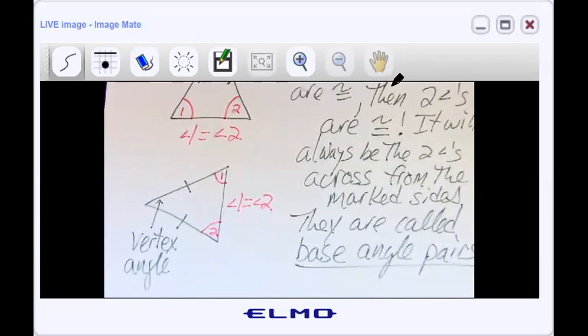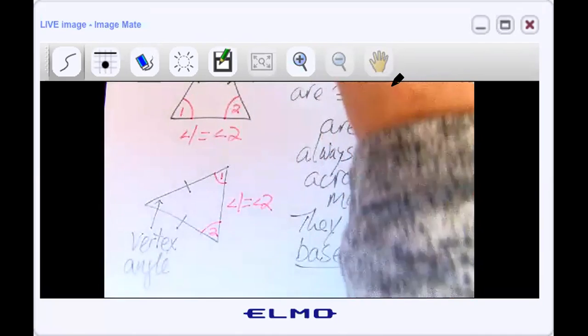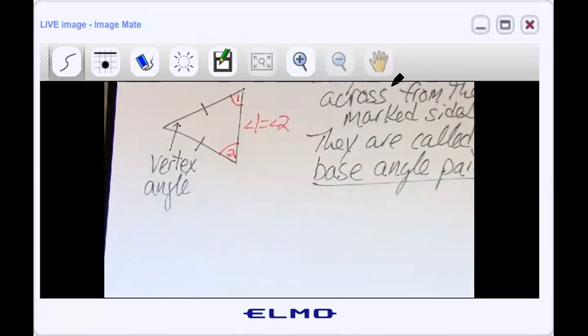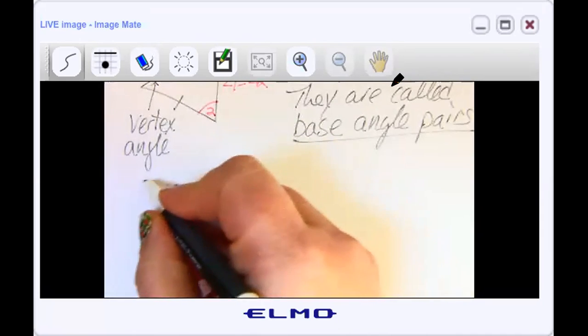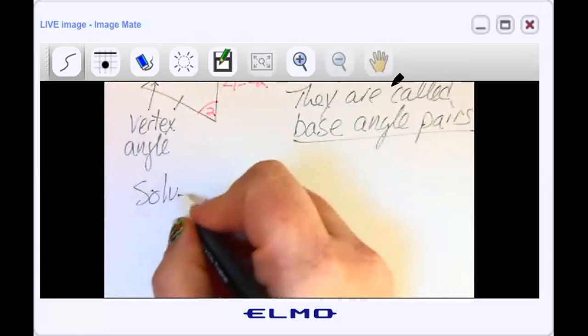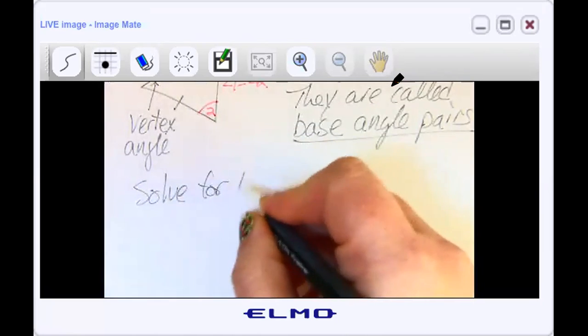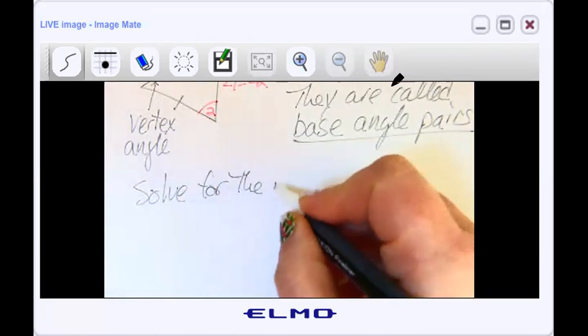So you might have a problem where they only give you a vertex angle and then you find the two base angles. Or they might give you a base angle and ask you for the others. So let's actually try a couple like that. So let's do solve for the missing angles.